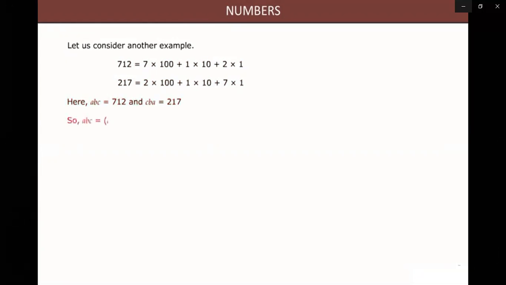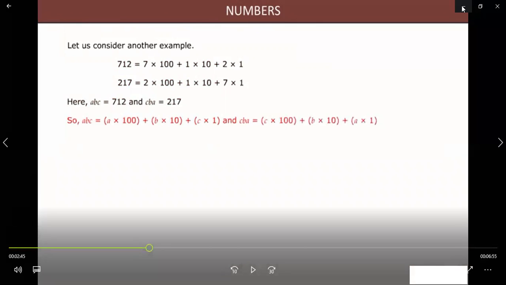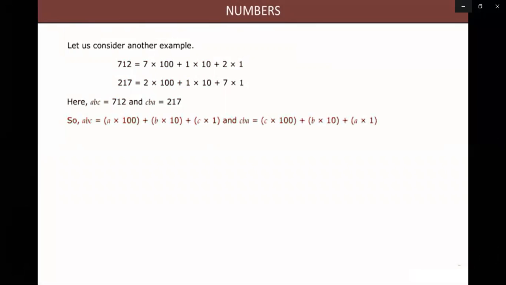So ABC is equal to A into 100 plus B into 10 plus C into 1. And CBA we can write as C into 100 plus B into 10 plus A into 1. These two representations are the generalized representations for any three-digit number. ABC is any given number, and if you reverse the digits, then we'll get CBA. So both these numbers you can represent like this in their generalized form, right?